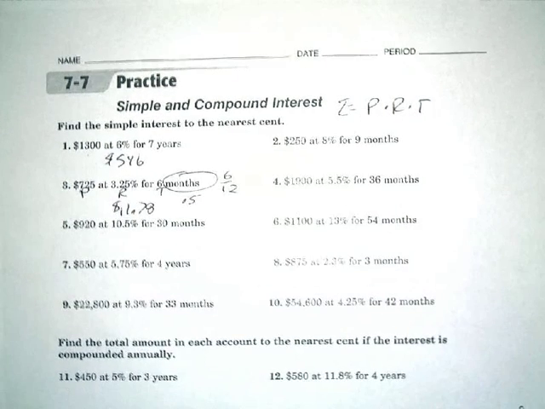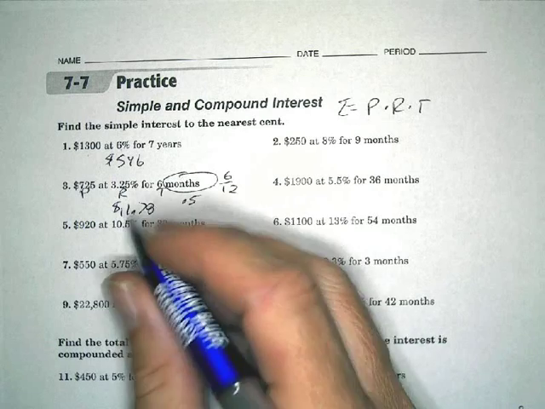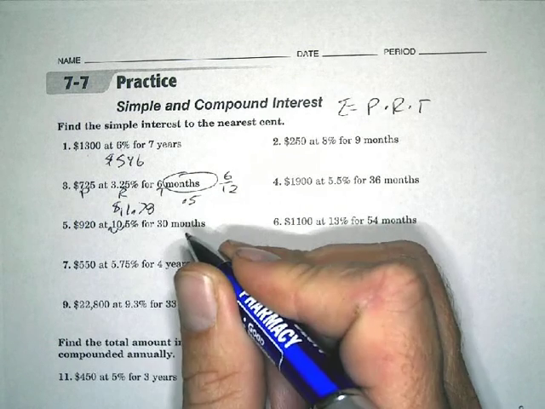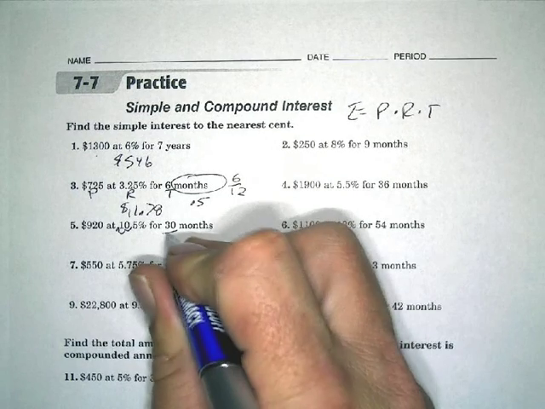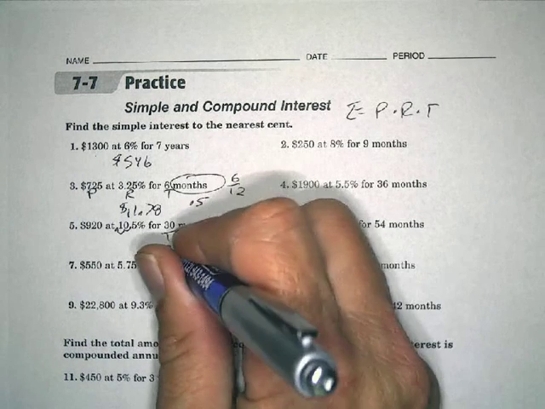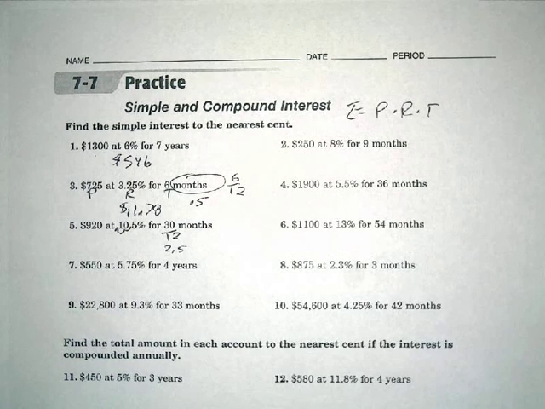Number 5. We change this to our decimal, 0.105. We're going to take our months divided by 12 to change that to years. We'll get 2.5. So, we have 920 times 0.105 times 2.5. That's going to equal 241.50.